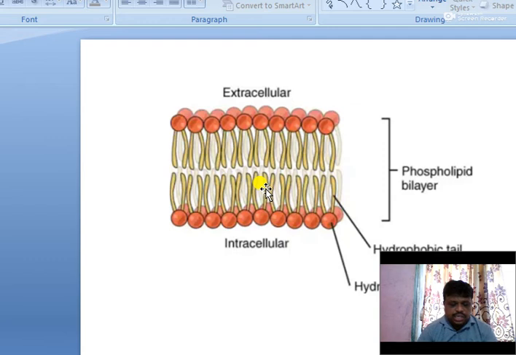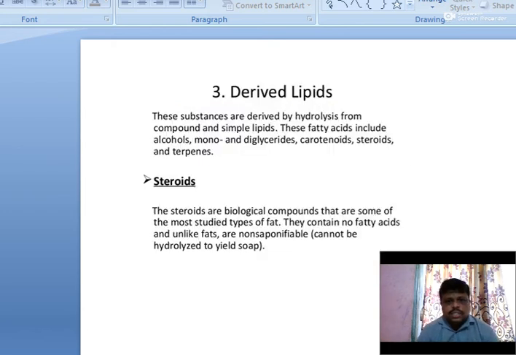Let us move towards the third type of lipid, that is the derived lipids, or the steroids or the sterols. Let us see one more slide, that is the derived lipids or the sterols. Okay, so these are derived lipids and these are composed of the hydrocarbon ring and the hydrocarbon side chain.